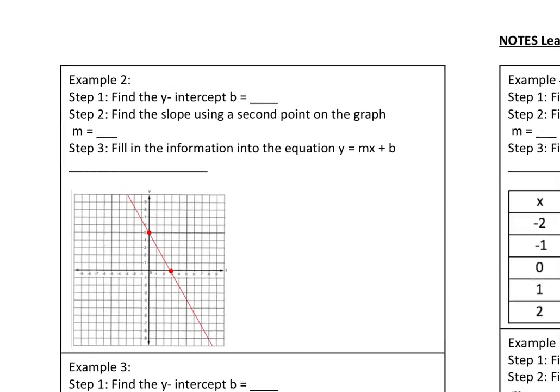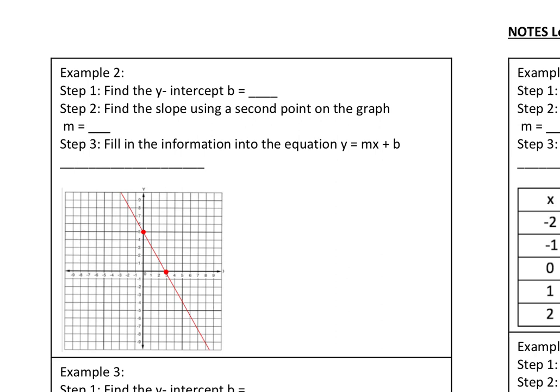Okay, example 2. So same 3 steps. Find the y-intercept. I like this one because it already gave us 2 points, okay? And I'm trying to color code it this time. So find the y-intercept. So B. B is our y-intercept. So I'm going to go along the y-axis.